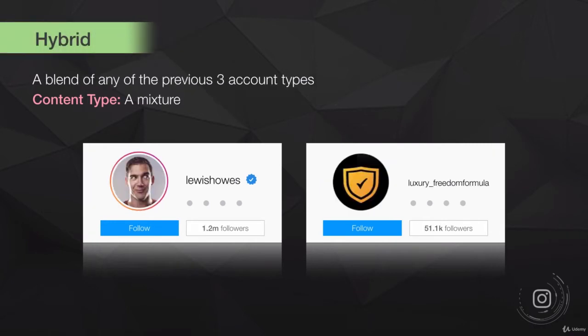Now, a hybrid account, which is very important, is a blend of any of the previous 3 accounts, which means you can see you have Lewis Howes here, who is a great example of this, and we're going to show you exactly why, and we're going to show you the content that they post and what makes them a hybrid account. But Lewis Howes posts a lot of viral content, a lot of quotes. He posts a lot about him.